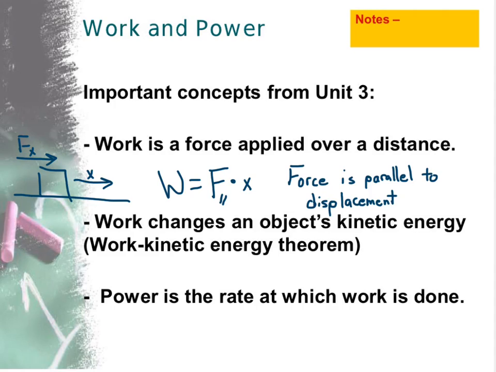Another important thing that we need to recall from Unit 3 is that the work done on an object is going to change that object's kinetic energy, and we call that the work kinetic energy theorem. It's simply written as the work done is equal to the change in kinetic energy. So if you do positive work on a system, the kinetic energy will increase. If you do negative work on a system, then it will remove kinetic energy.